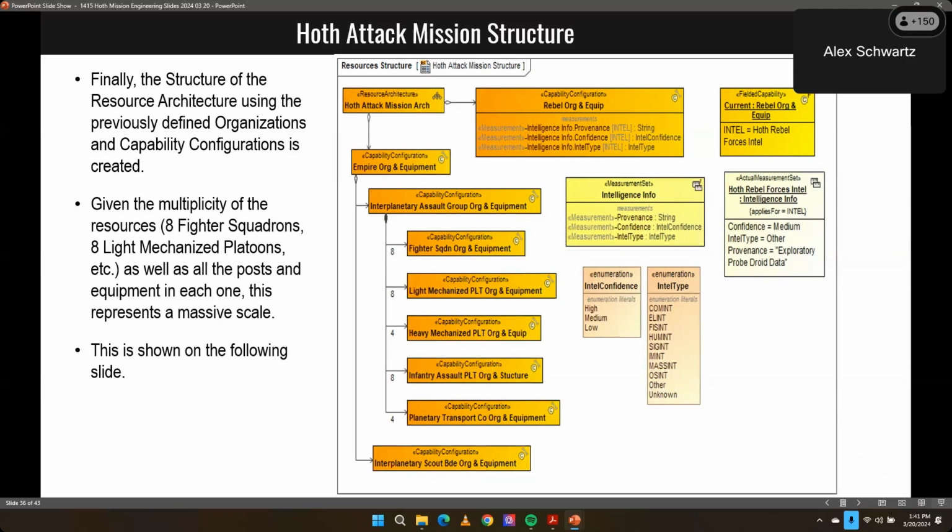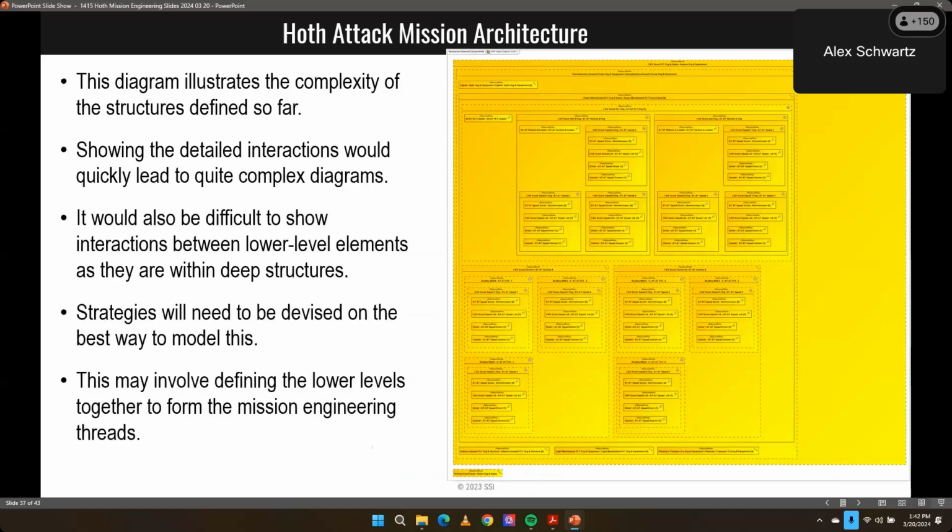And we've got here the Hoth Rebel Forces intelligence information, and I've got confidence, intel type, and exploratory probe data as the provenance. And then up top there, I've got the fielded capability, and I've said this is a system that they actually deployed, and this is the information we have on it.